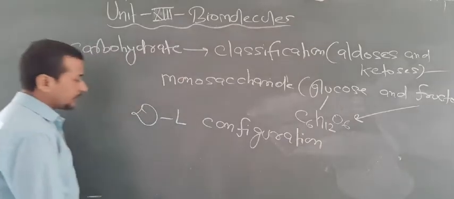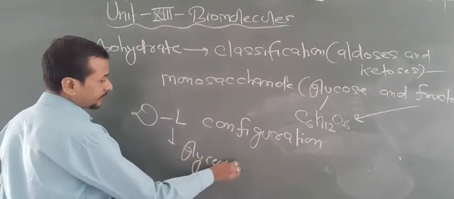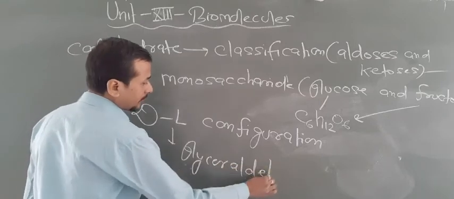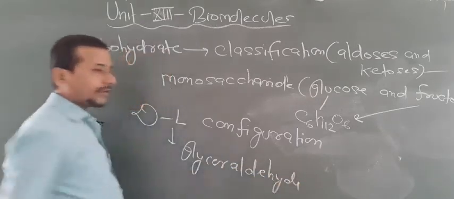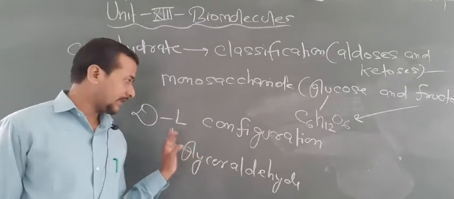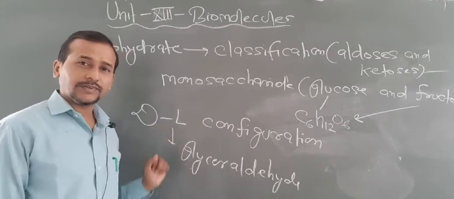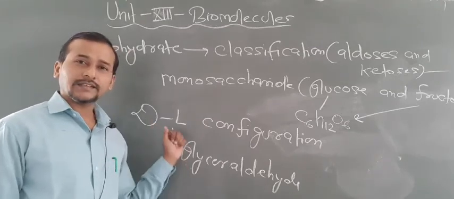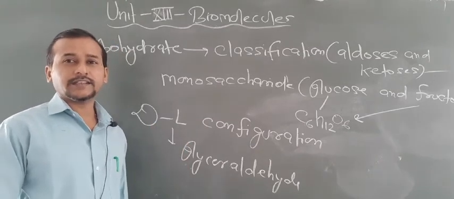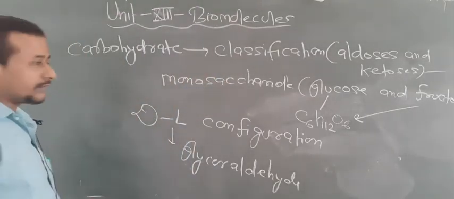Then you have to know the DL configuration. This is with respect to glyceraldehyde. That means the last chiral carbon: if the OH group is on the right side, this is known as D form. If the OH group is on the left side, it is known as L form. Okay, so these are all about the carbohydrates.